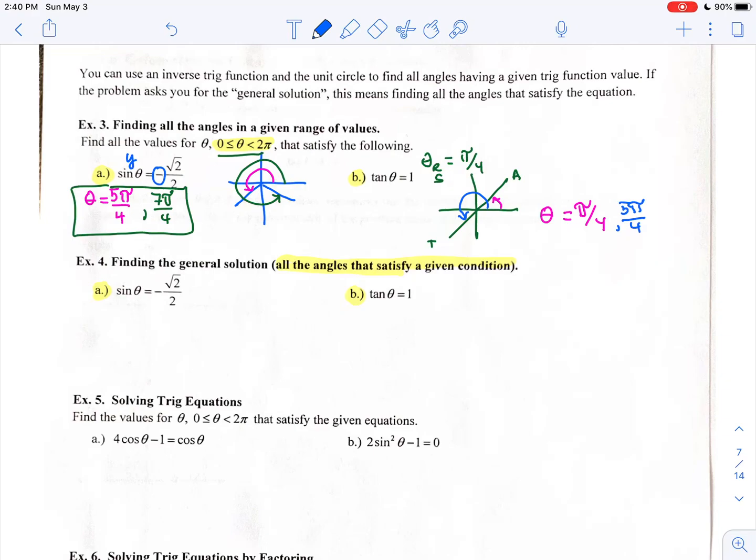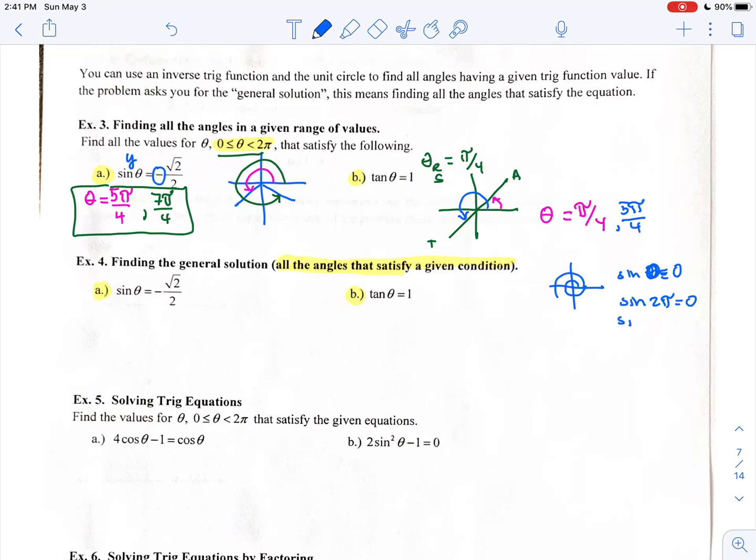Now when we move on to example 4, we're asked the same exact question, but this time they want us to find all the angle measures that satisfy the condition. If we take away that 0 to 2 pi restriction, we know there are multiple answers because we can do multiple revolutions about the unit circle. To give you a basic understanding, sine of 0 is equal to 0, and if I do one full revolution and add 2 pi, sine of 2 pi is also 0.